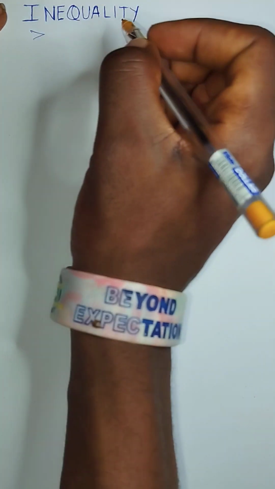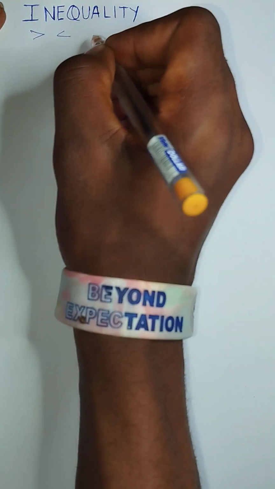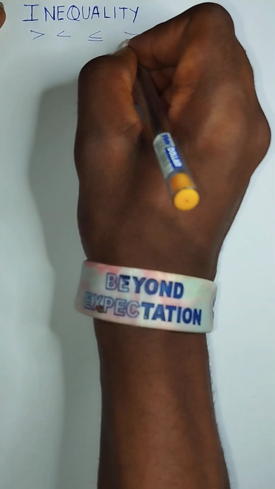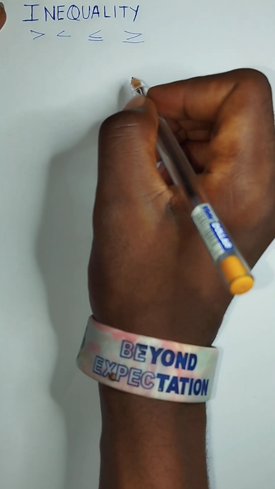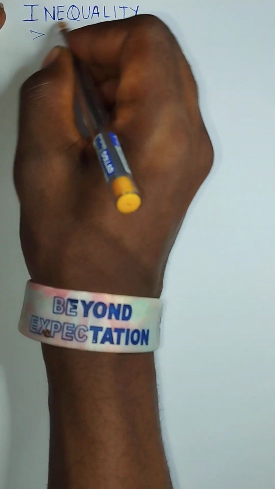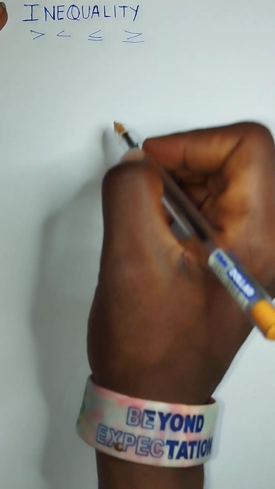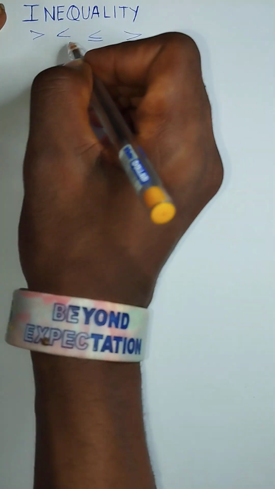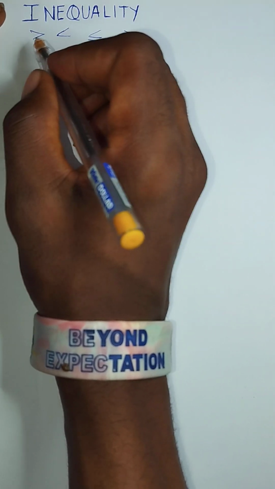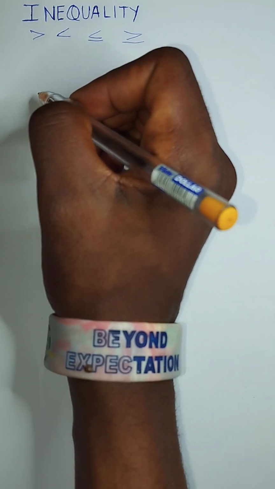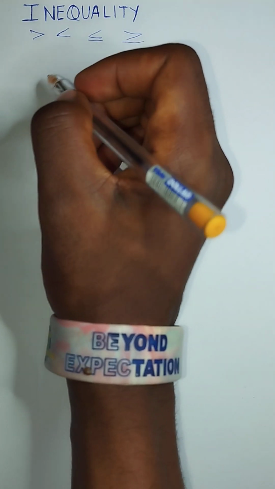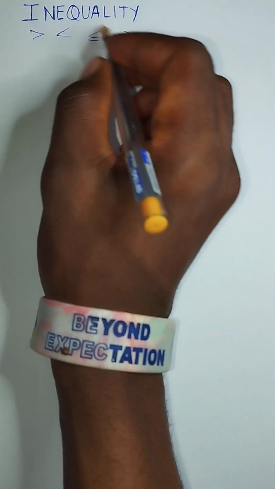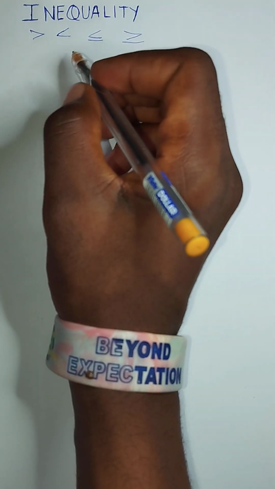We have greater than, we have less than, we have less than or equal to, greater than or equal to. Now, these four inequalities we have here, they are the rules I'm talking about. When I say inequality is a rule that shows the relationship between numbers that are not equal, how does this rule show the relationship between numbers that are not equal?